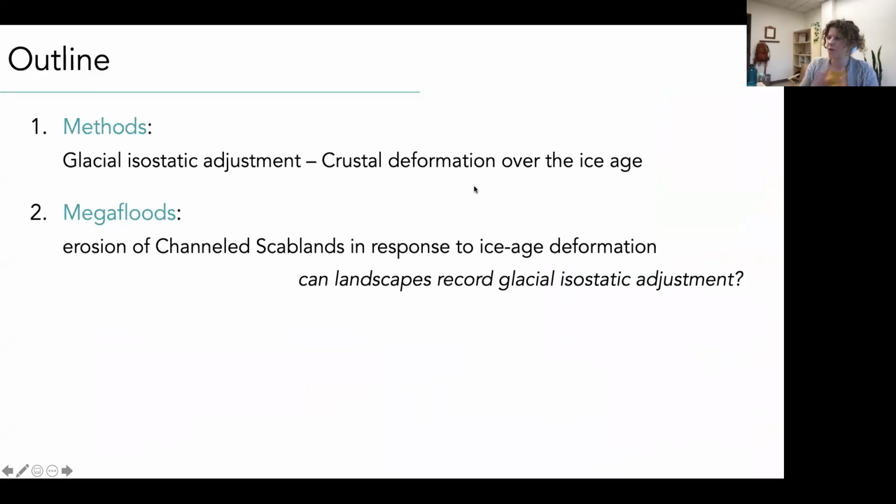A quick overview of the talk. I'm going to start with the methods. I'm going to explain this concept called glacial isostatic adjustment, which is what all of my research is about. The quick answer is that it is crustal deformation that happens over the ice age. After I explain the tools that I use, we'll talk about megafloods and the erosional history of the Channeled Scablands, and we'll ask whether landscapes respond to crustal deformation over the ice age.